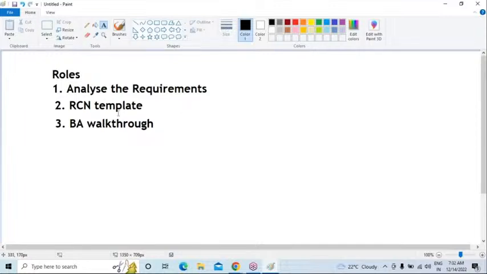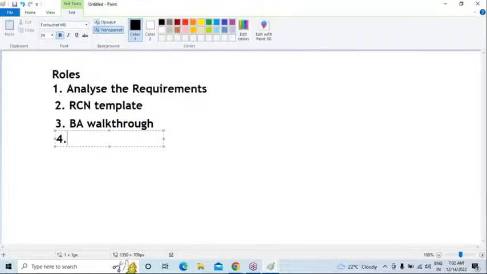The next one is the business analyst walkthrough. Here the queries are clarified by the business analyst. So this is how we are going to understand the particular requirement.